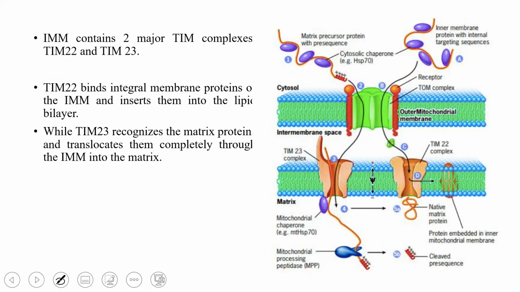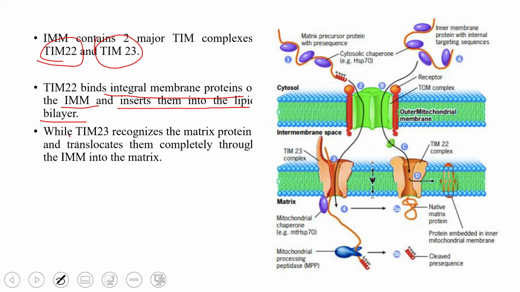Now the inner mitochondrial membrane has TIM complexes, I already told you. There are two types of TIM complexes in the inner mitochondrial membrane. These are TIM22 and TIM23. Now what are the roles of these two? TIM22 binds integral membrane proteins of the inner mitochondrial membrane. So those pre-proteins which have to be integrated into the inner mitochondrial membrane are translocated through the TIM22 pore and they insert themselves into the lipid bilayer of the inner membrane.